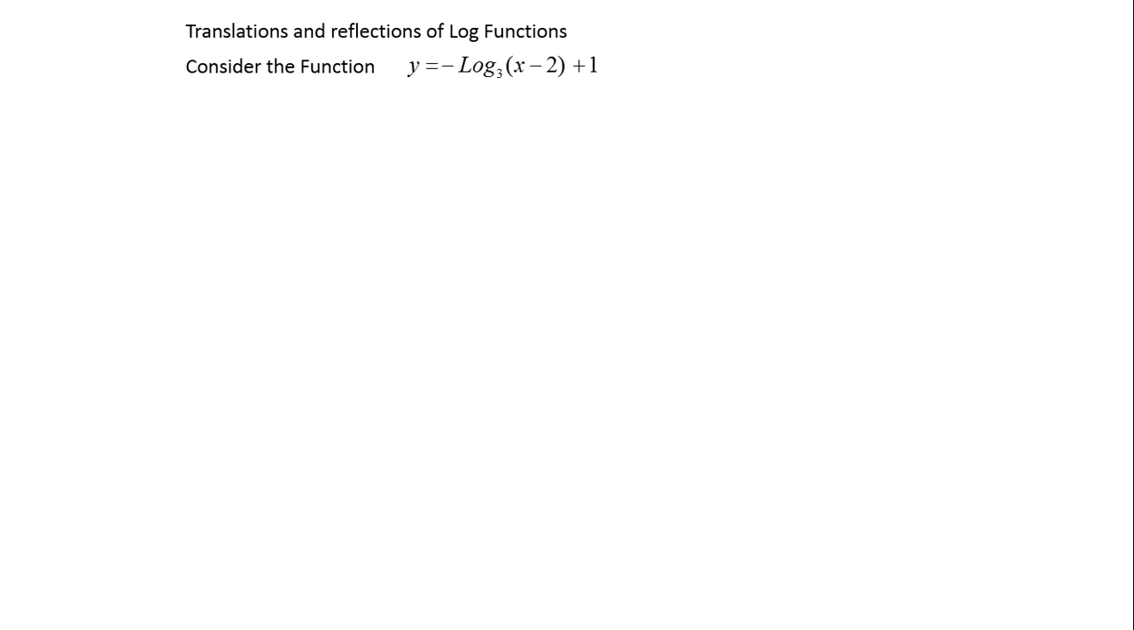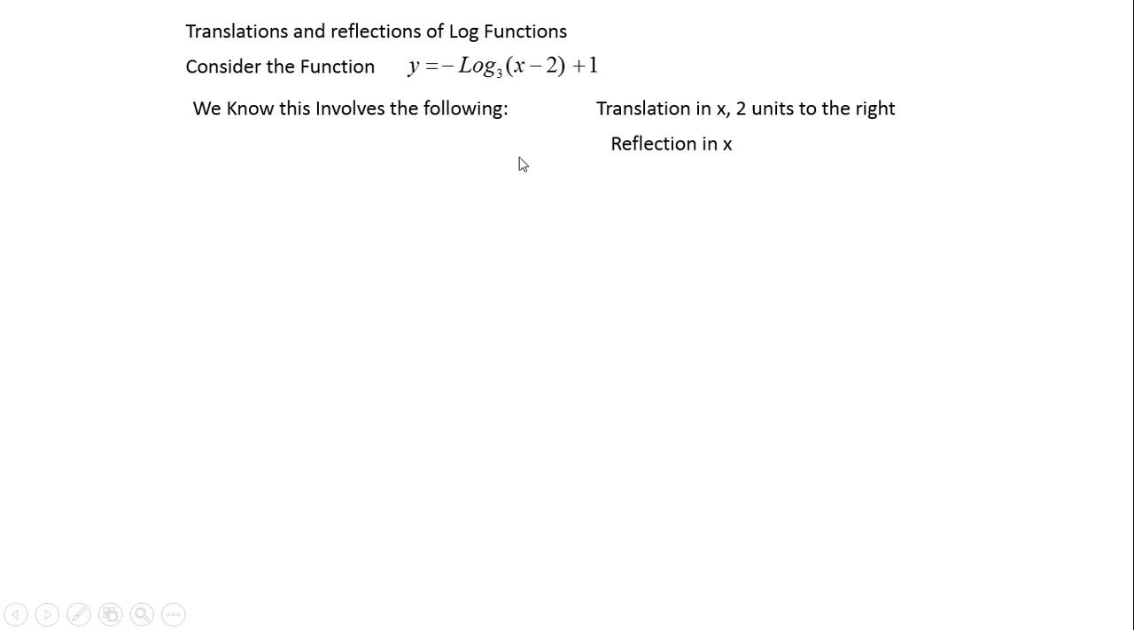Now remember, we should be able to right away, from this argument x minus 2, agree that that is a translation 2 units to the right. If we're shifting the whole graph 2 units to the right, that means we're redefining its domain. It is a reflection across the x-axis because of this negative here, and it is translated upward in y.